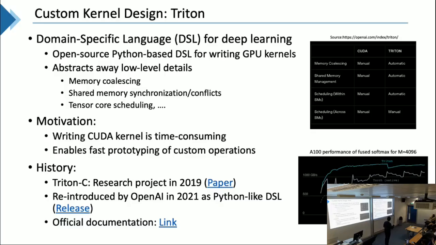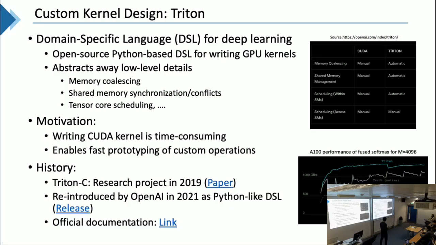This Triton was proposed actually in 2019. There's a paper from Harvard. So they proposed this Triton C. And later on, the first author, the PhD student from Harvard, joined OpenAI. So OpenAI decided to support this Python front end for this Triton C. So later on, OpenAI pushed this DSL a lot. The link is the official documentation. This is just some history of Triton.